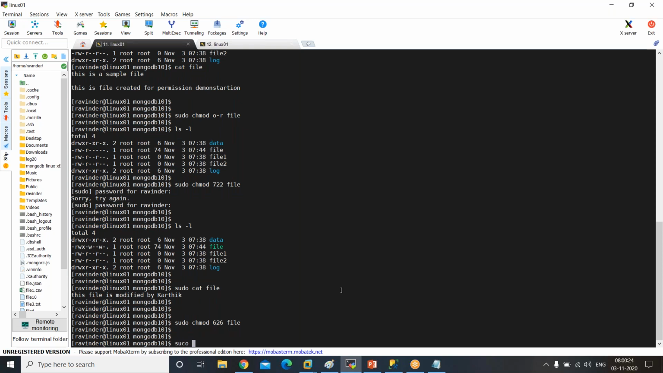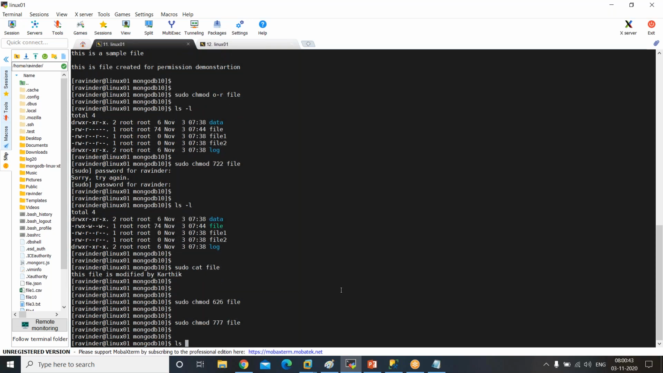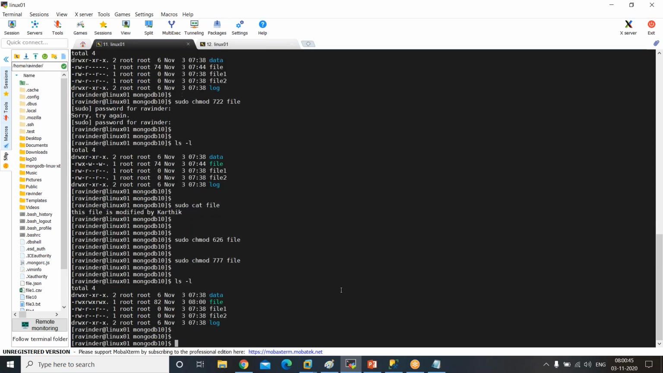Sudo is mandatory because I don't own that file. Sudo chmod, everybody should get all the rights, like user, group, other, everybody should get all the rights. What are the numbers I have to give? 777. That's it, file. So everybody got the rights here.